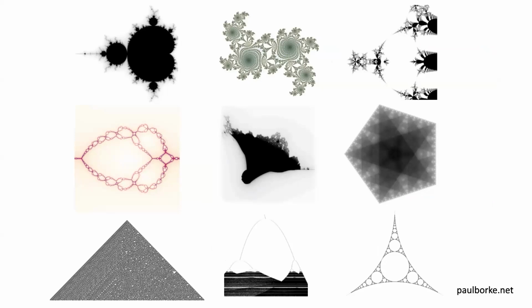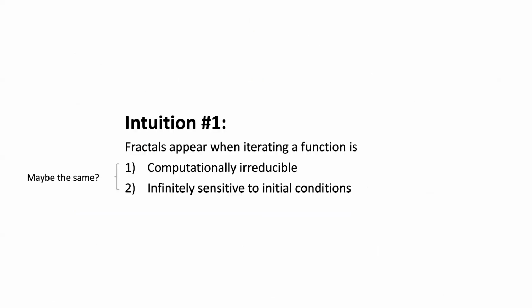But yeah, there's this common theme of iteration of a relatively simple function until something unexpected happens. And the argument I have tried to make is that the intuition you should have for when fractals appear is based on these two things, which is whether the function is computationally reducible.